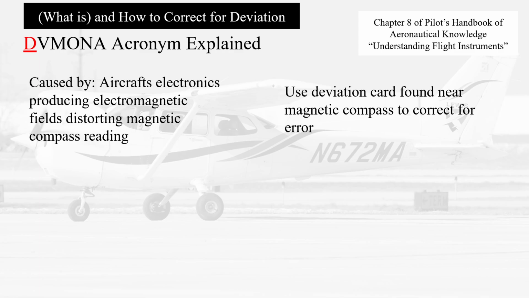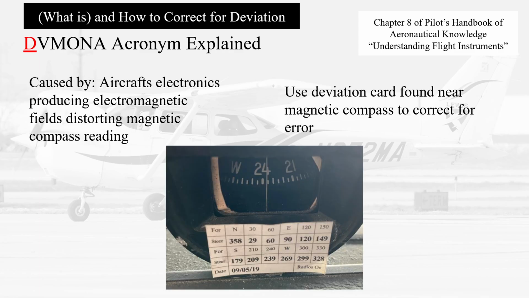And usually we have to correct for this using a deviation card. These look like this, and they're usually calibrated by an AMT, an aviation maintenance technician. And sometimes, maybe if you're on a direct north heading, 360, and you want to go actual north, you have to steer for 358 using the magnetic compass.